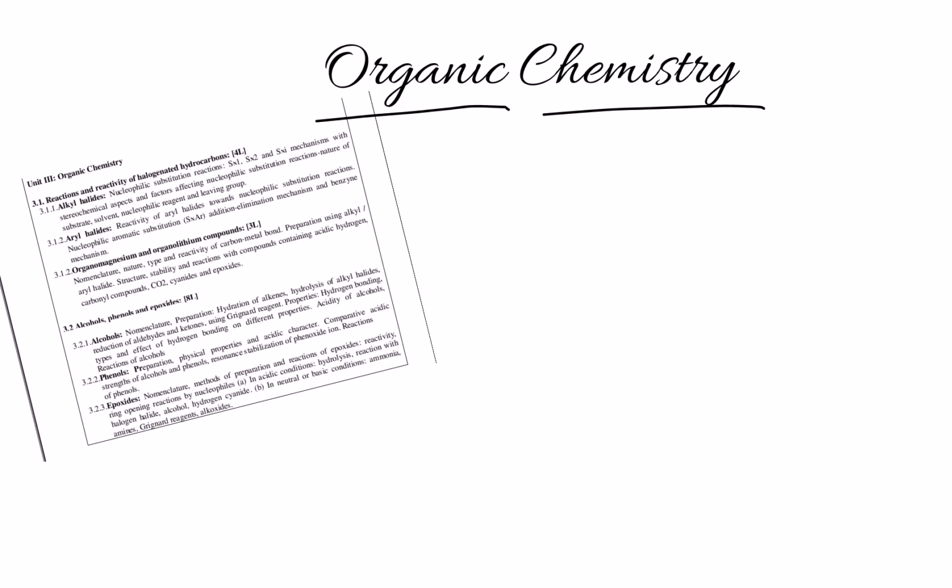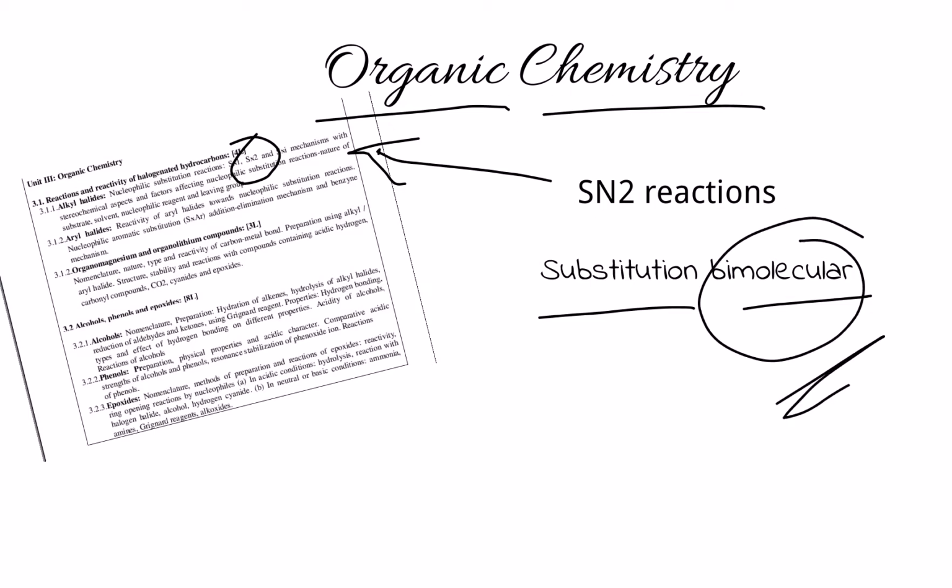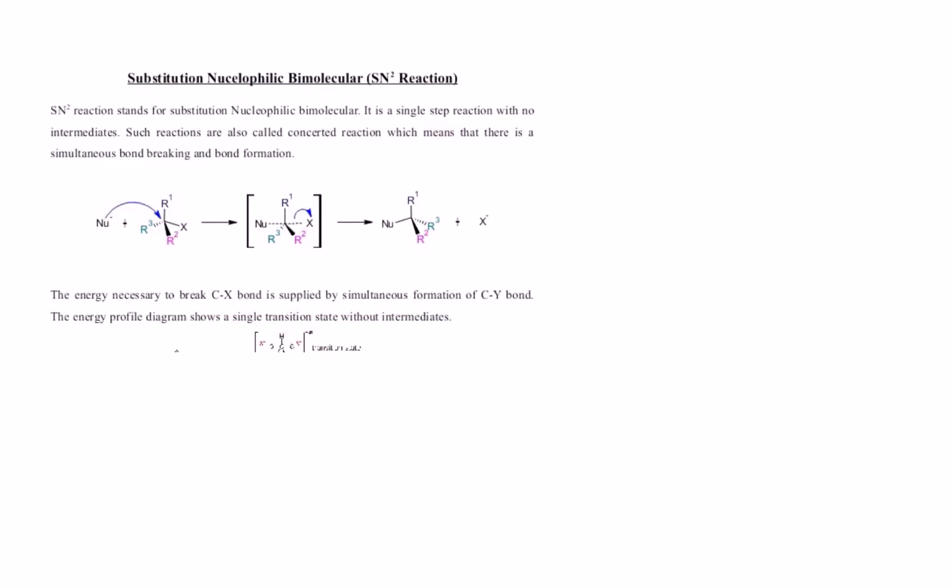Welcome to this second organic chemistry tutorial. We are continuing from where we left off in our syllabus last time, and we'll be looking at SN2 reactions. SN2 reactions are also called substitution nucleophilic bimolecular, for reasons that we'll discuss later to do with its kinetics. SN2 reactions are a single-step reaction with no intermediates, which is the key differentiating factor between SN1 and SN2 reactions.